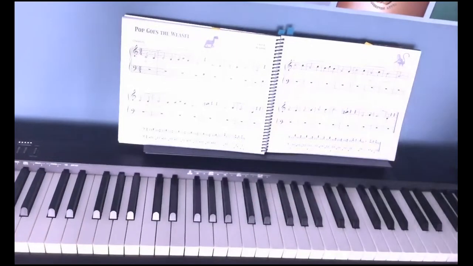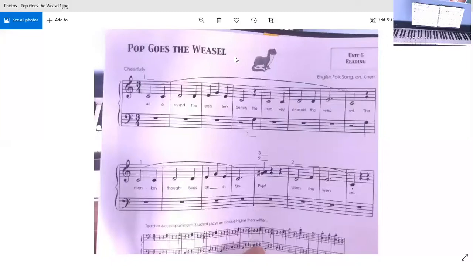Alright, so now I want to take a look at the music with you. I'm going to pull up the first page here in screen share, and we want to do our usual marking. Find your starting notes. Use finger 1 on middle C, and then our left hand is finger 1 on bass G.